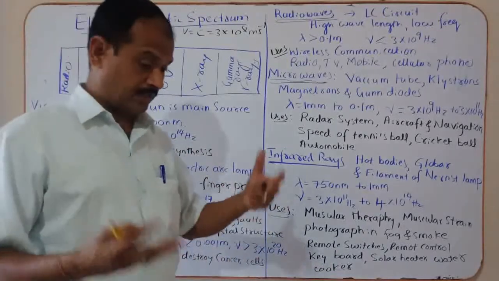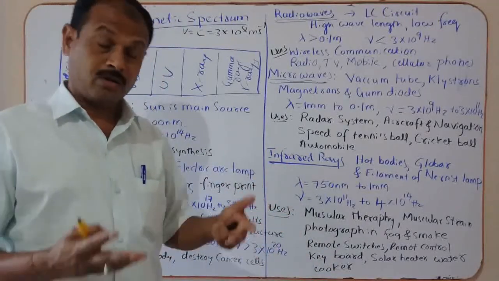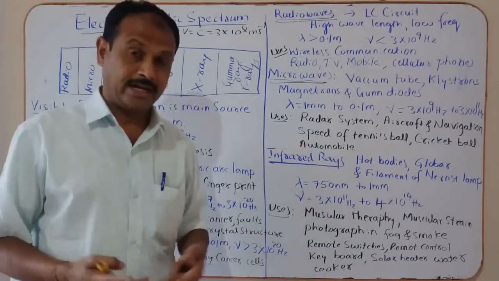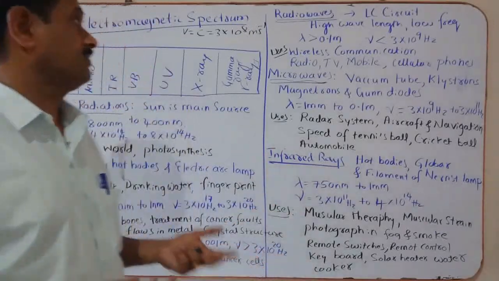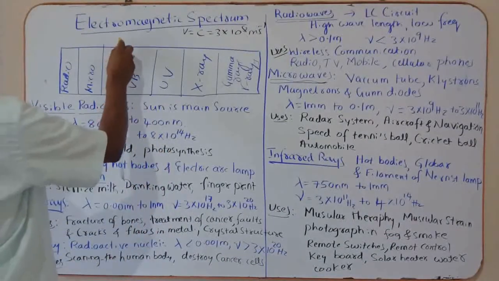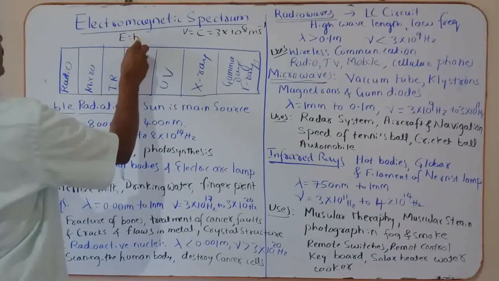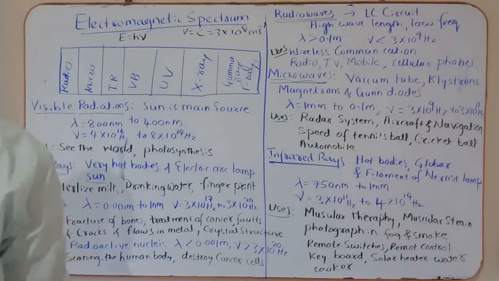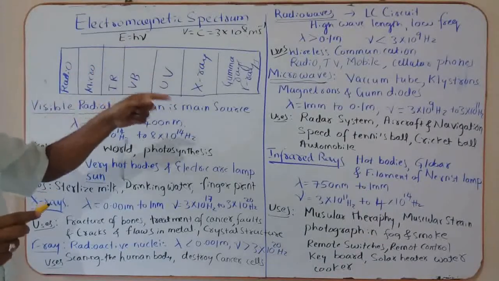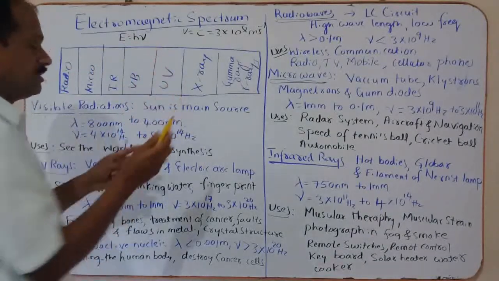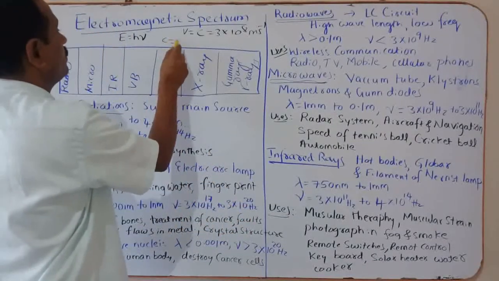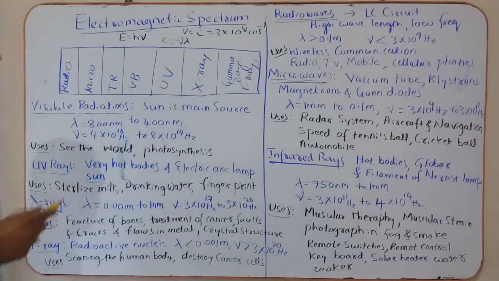Then they emit electromagnetic radiation, and all the electromagnetic radiation has its own wavelength and frequency. According to Planck's theory, energy is equal to h nu, where h is the Planck constant and nu is the frequency. But you know the relation between velocity, wavelength and frequency: c is equal to nu lambda.